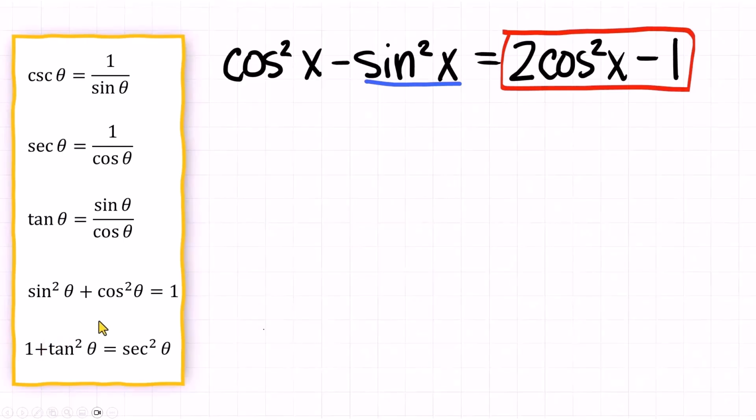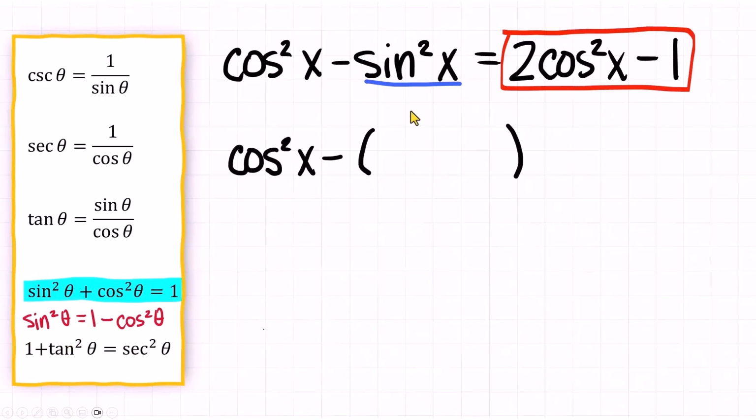Well, I don't have a formula for that directly, but if you play with your Pythagorean theorem, I just subtracted cosine squared from both sides. Sine squared theta equals 1 minus cosine squared theta. So anytime I see a sine squared theta, I can replace it with this. So that's what we're going to do. So instead of writing this, I write this.